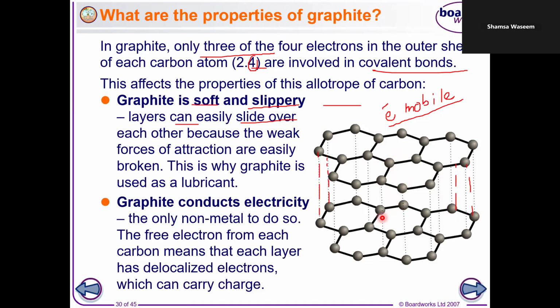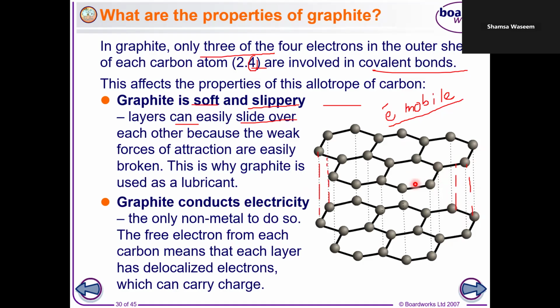As we discussed, graphite conducts electricity because it has mobile, free electrons, so it can carry the charge. Graphite is the only non-metal which can carry the charge. It's a good electrical conductor. I hope this is clear. Because of this property, it is used as an electrode in electrolysis, and as it is soft and slippery, it can be used as a lubricant. And why is it soft and slippery? Because there is a weak force of attraction between the layers, so these layers can slide over each other.